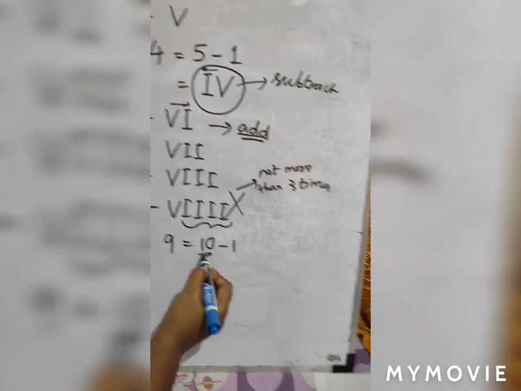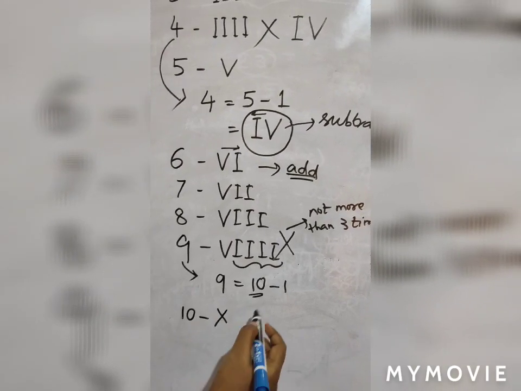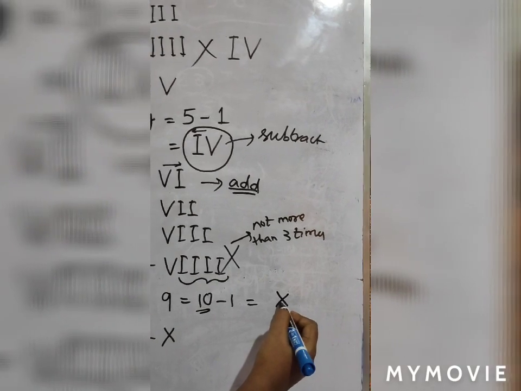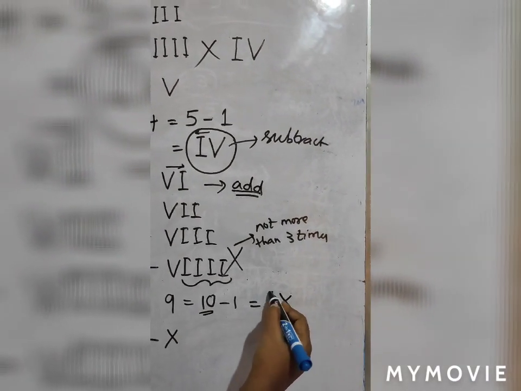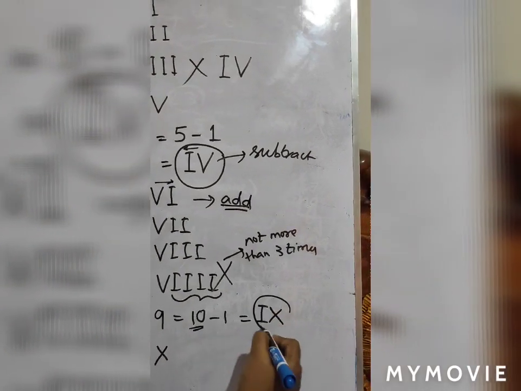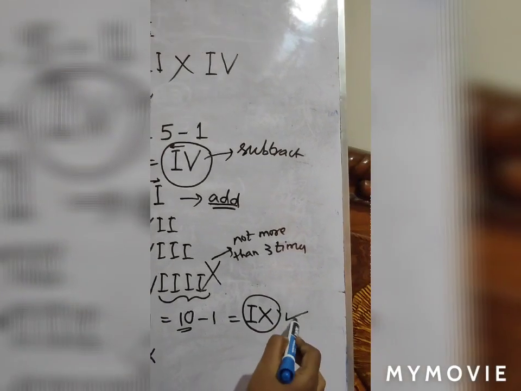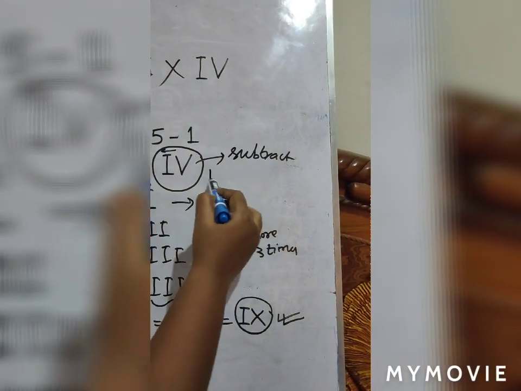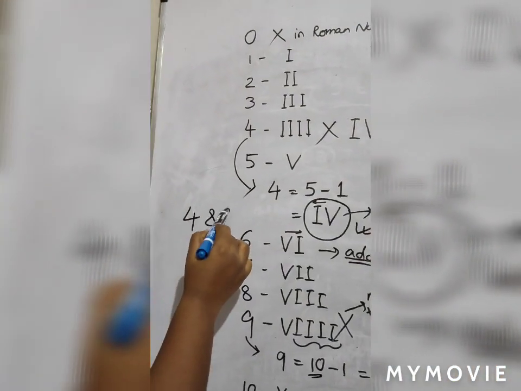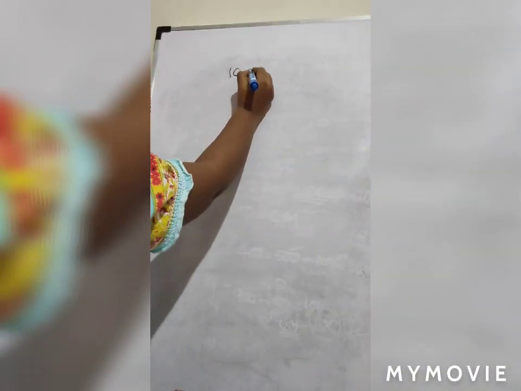So for 10 we know that it is denoted by X. Okay, and we have to subtract 1 and 1 is denoted by I. So I'll write X. If I write I to the left of X, that means it is subtracted. So 9 is denoted by IX. So this is how we write 9. These kinds of subtraction cases will mostly come in the case of 4 and 9. So this series of numbers 4 and 9 are special ones. Okay. So let's continue writing our Roman numerals.